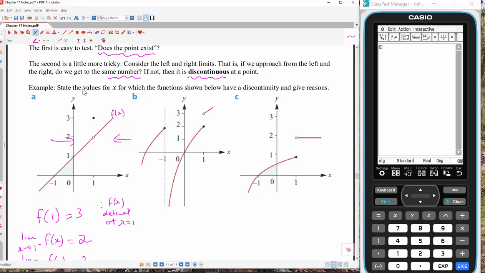But again, if you've been asked to state the reasons why or give reasons, you're not allowed to say in mathematics, because I can't draw it without lifting my pen up. It has to be mathematical reasoning.